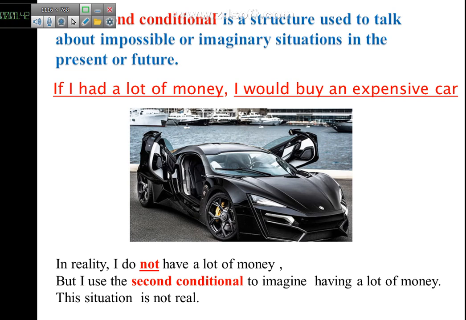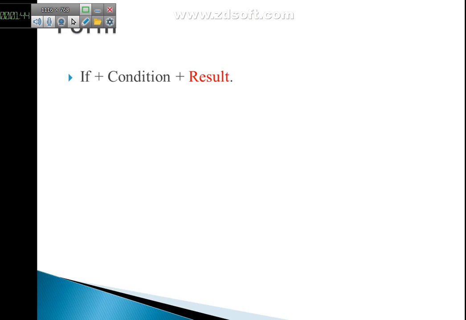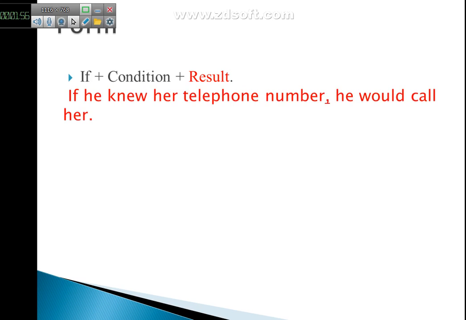Let's look at the form of the conditional. We have if plus condition plus the result. I told you, each time you have two parts, the if condition and the result. If he knew her telephone number, comma, he would call her. This is the condition, the first one. The second one is the result.